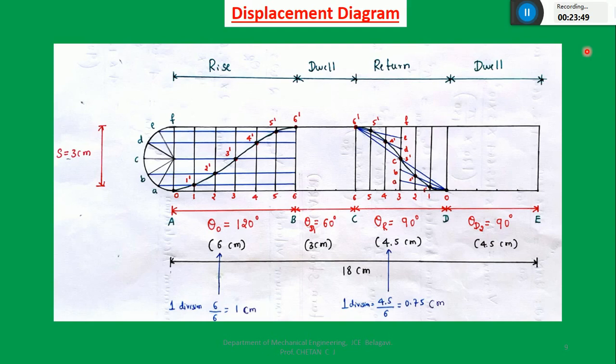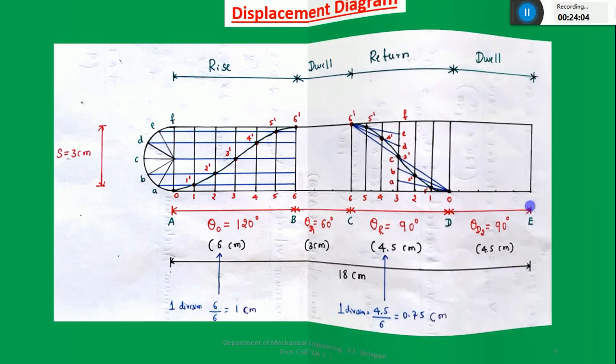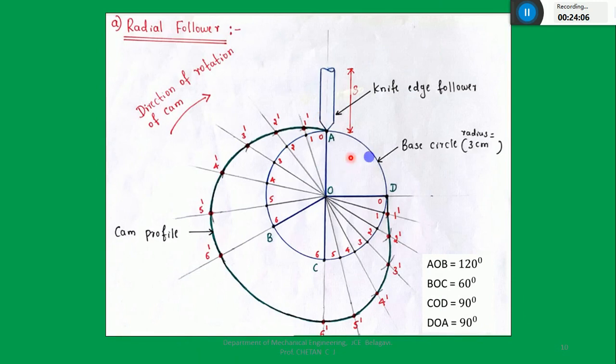For the displacement diagram, including the calculation of maximum velocity and acceleration along with this displacement diagram, it carries 10 marks. The cam profile carries 5 marks. So this is 5 and this is 5.